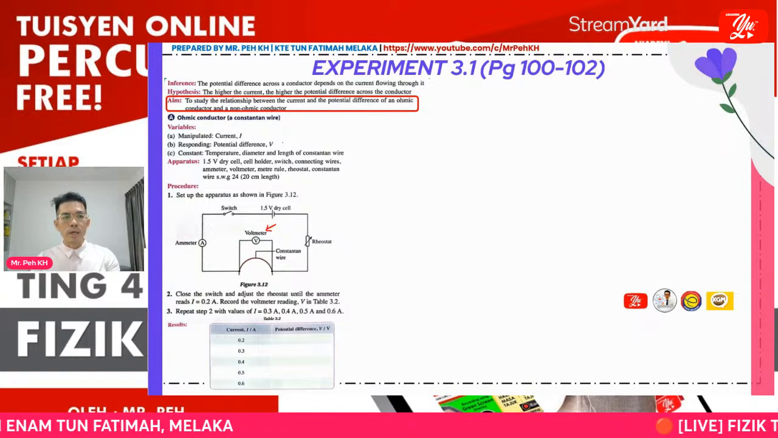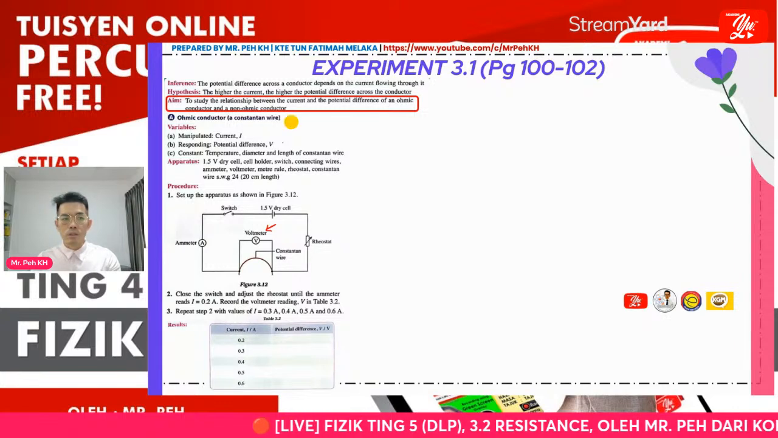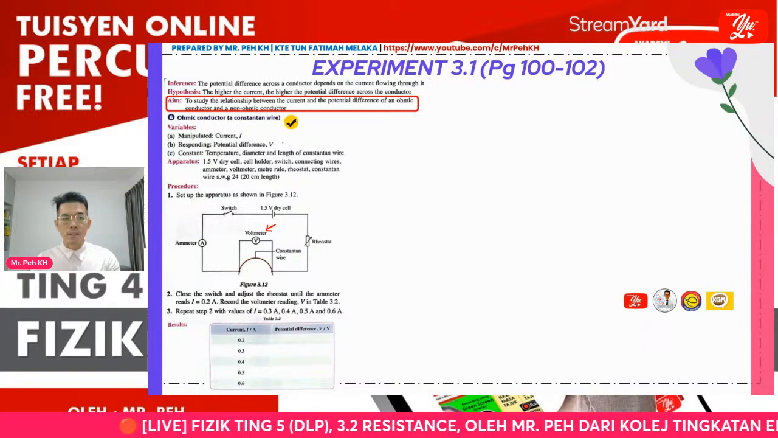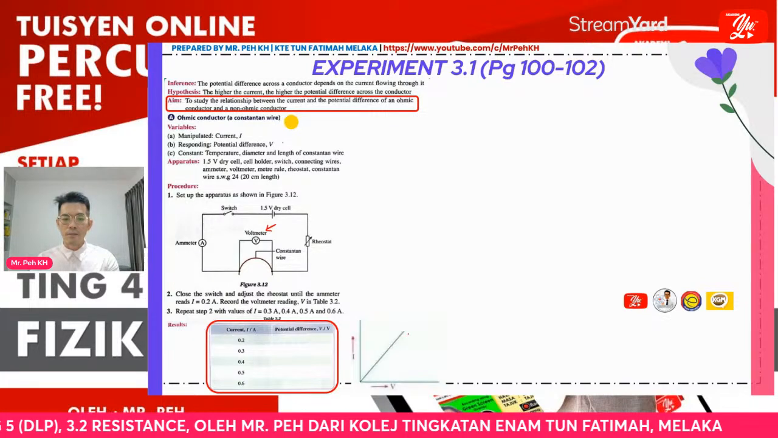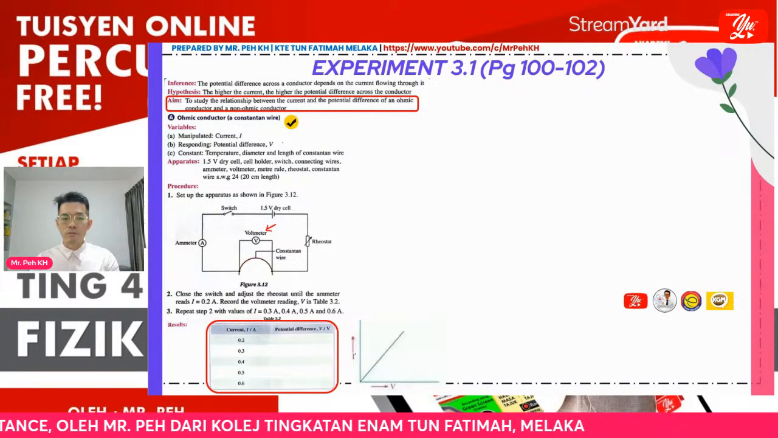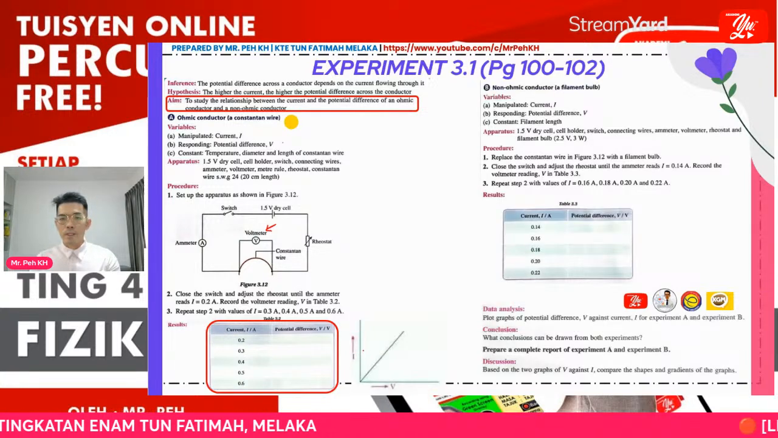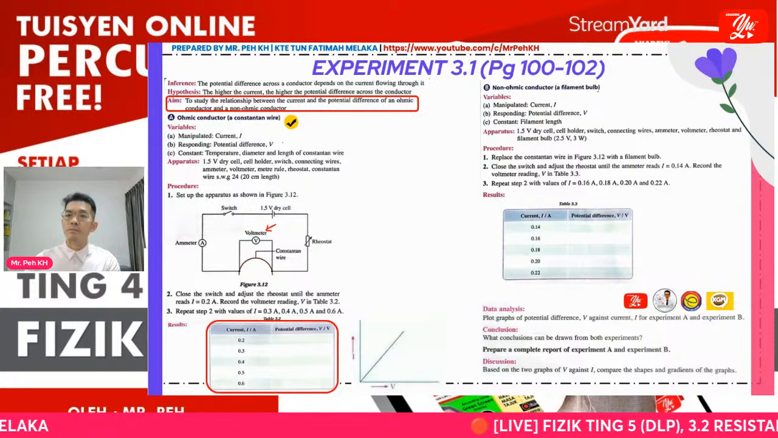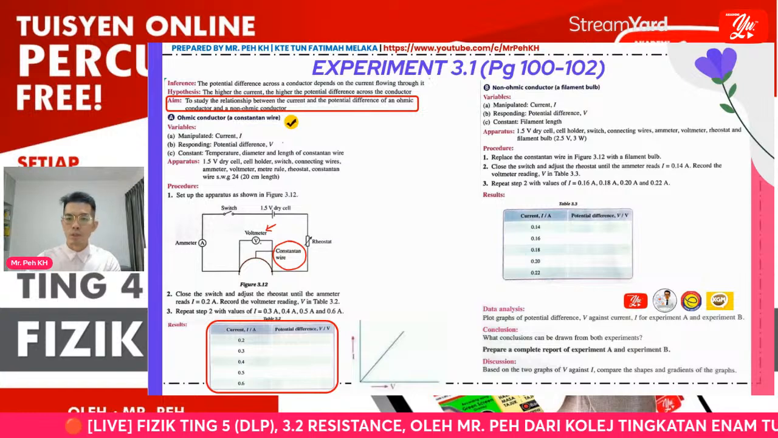As mentioned, the aim is to see the difference between the ohmic and non-ohmic conductor. The first will be using the ohmic conductor, and we expect the graph to be a straight line, for graph V against I or I against V. Secondly, we will be using the filament bulb, as mentioned just now, instead of the constantan wire in this figure 3.12.